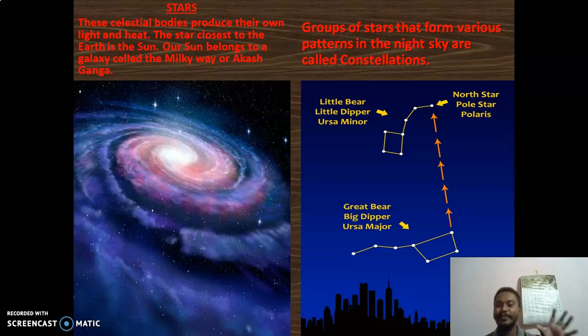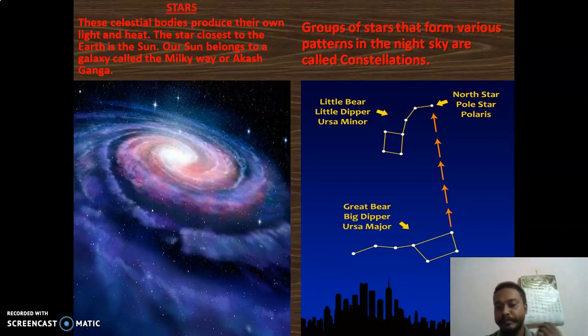And when you can make some pattern, what are they known as? They are known as constellations. A group of stars that form various patterns in the night sky are called constellations. Example: the Great Bear, Ursa Major, or Saptarshi, the seven stars, and Ursa Minor. So I have given a picture of that also.